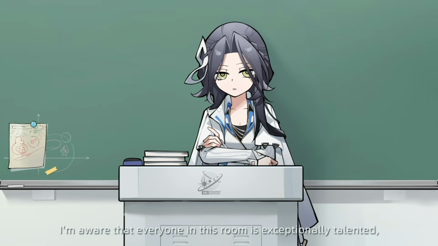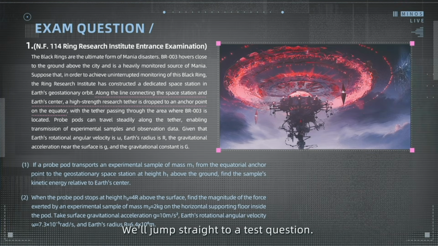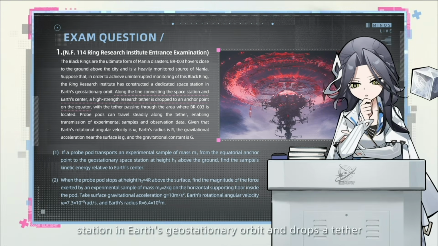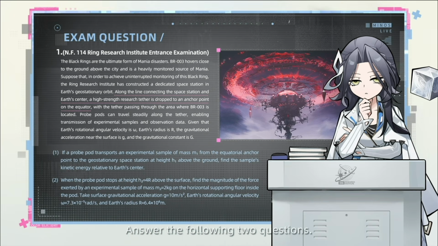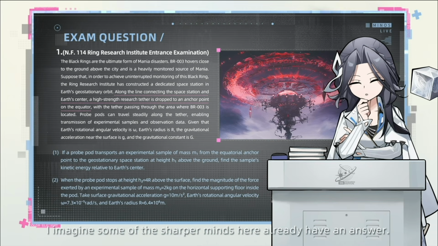I'm aware that everyone in this room is exceptionally talented, so let's not waste each other's time. We'll jump straight to a test question. Take a moment to read it. Suppose the Ring Research Institute builds an observation station in Earth's geostationary orbit and drops a tether down to a ground anchor point. Answer the following 2 questions. I imagine some of the sharper minds here already have an answer.